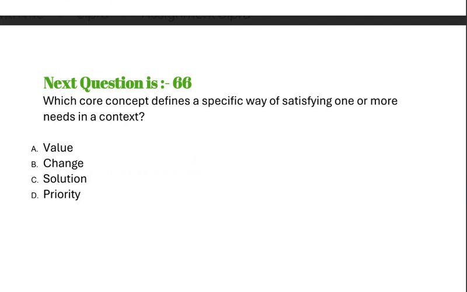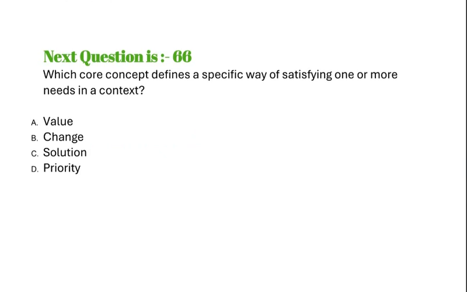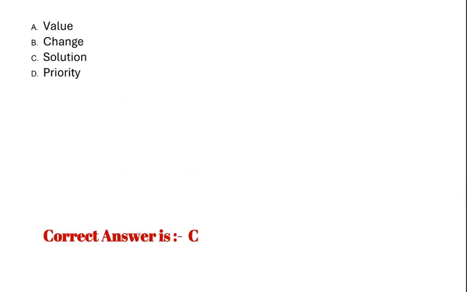Question is, which core concept defines a specific way of satisfying one or more needs in a context? Option A, value. Option B, change. Option C, solution. Option D, priority. Correct answer is option C.